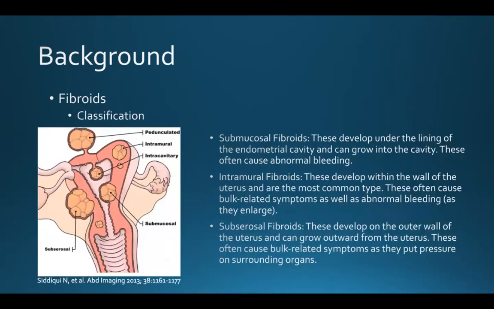Typically, fibroids are classified based on their location within the uterus. Submucosal fibroids develop under the lining of the endometrial cavity and can grow into the cavity, and this can cause abnormal bleeding. Intramural fibroids develop within the wall of the uterus and are the most common type. These often cause bulk-related symptoms as well as abnormal bleeding as they enlarge. And subserosal fibroids develop on the outer wall of the uterus and can grow outward from the uterus. These often cause bulk-related symptoms as they put pressure on surrounding organs.